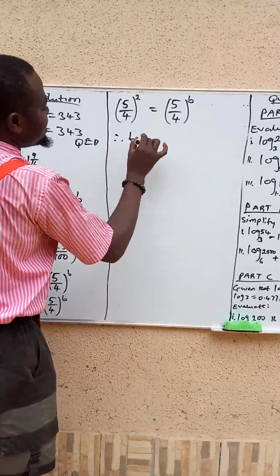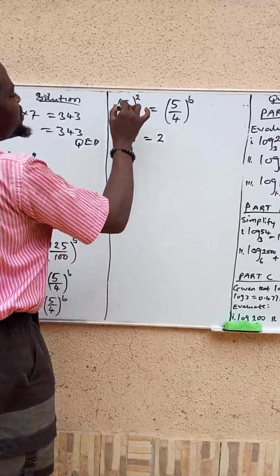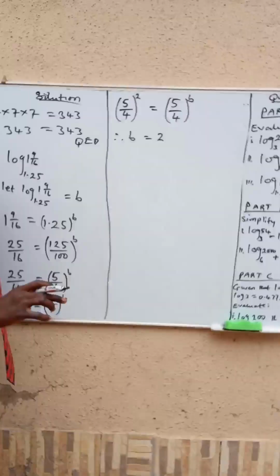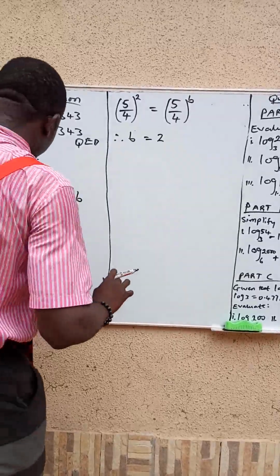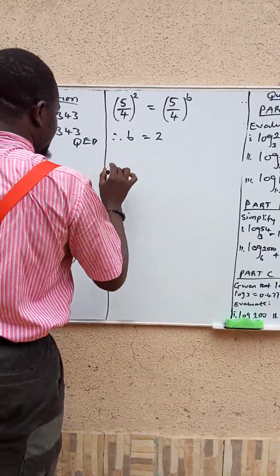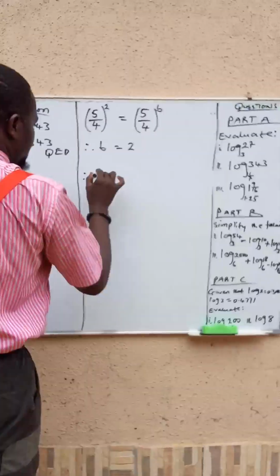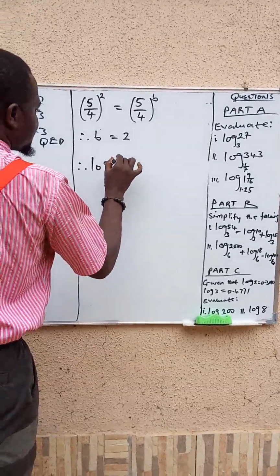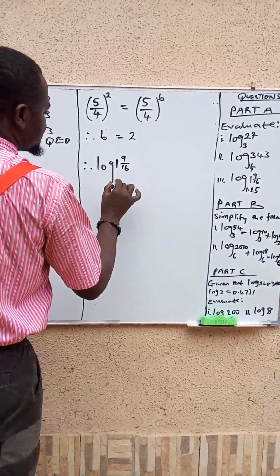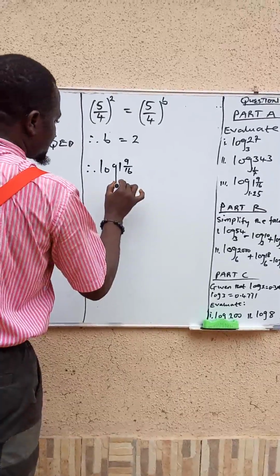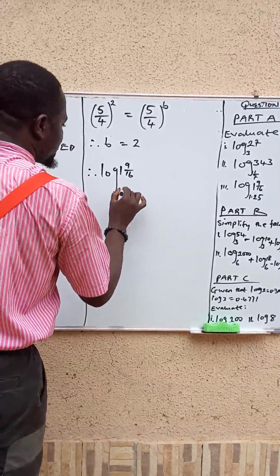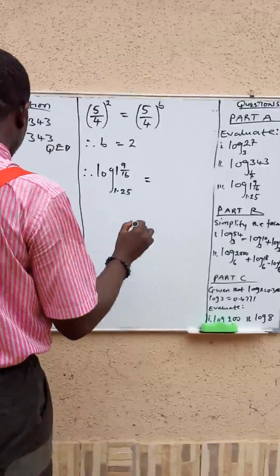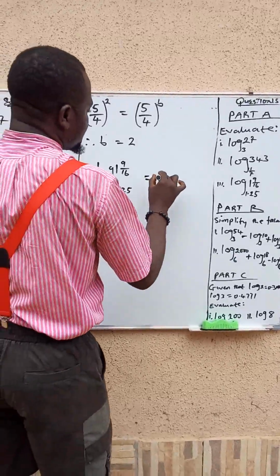Therefore, b is equal to 2, because this is the same with this, so we equate the power. Good. So in that case, we can say, therefore, log of 1 whole number 9 over 16 to the base 1.25 is equal to 2.